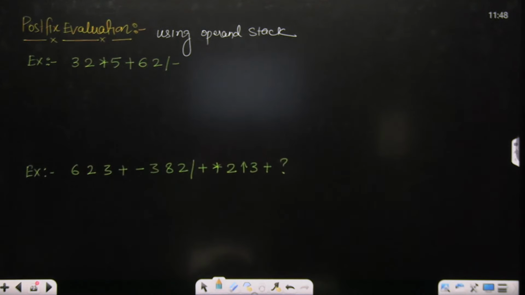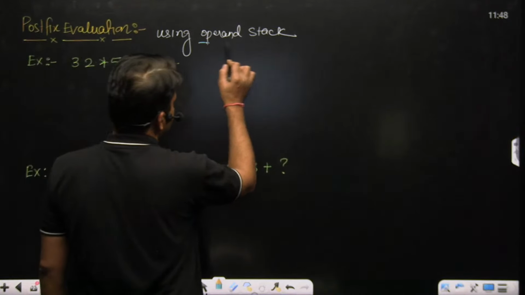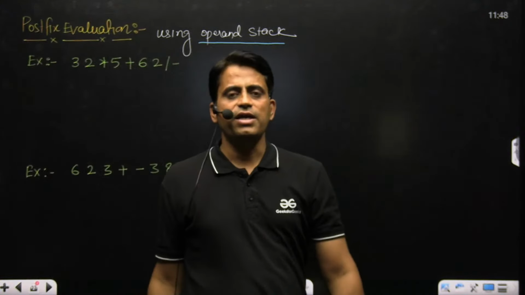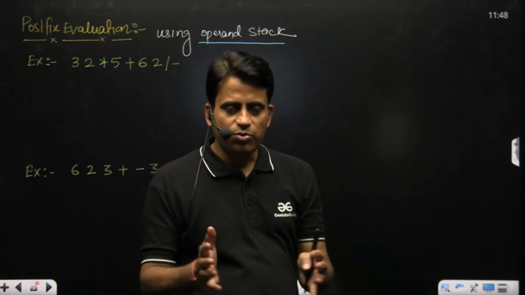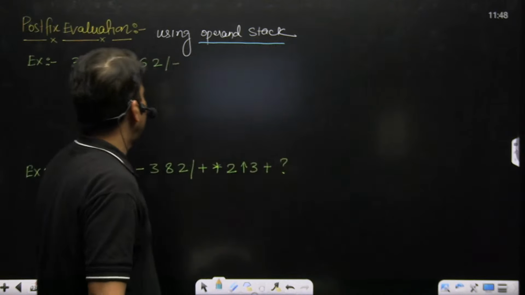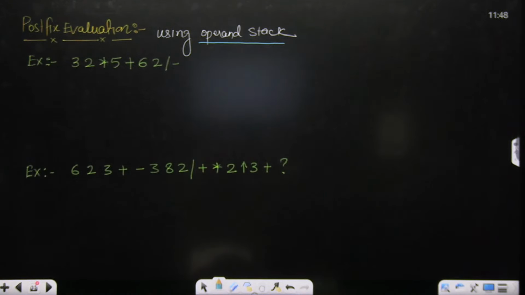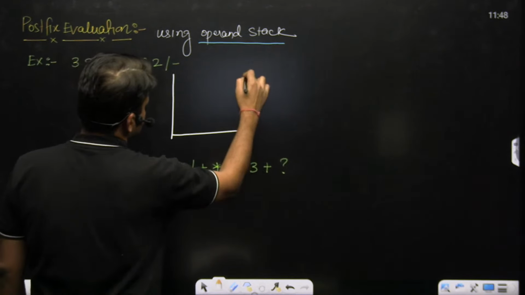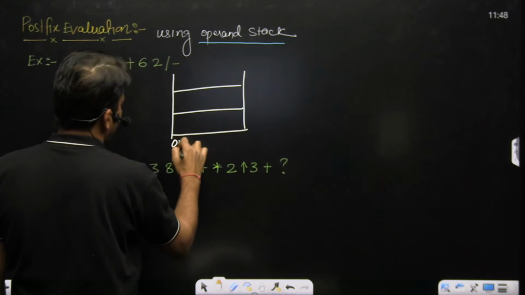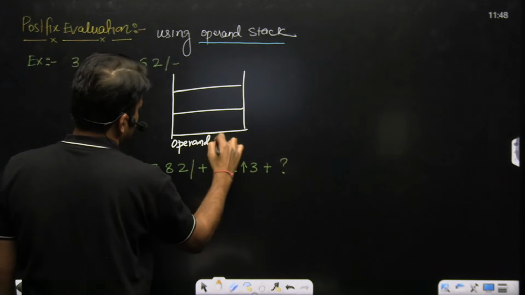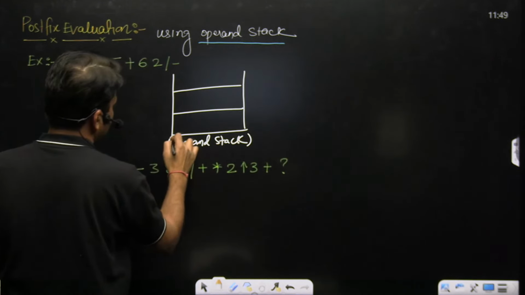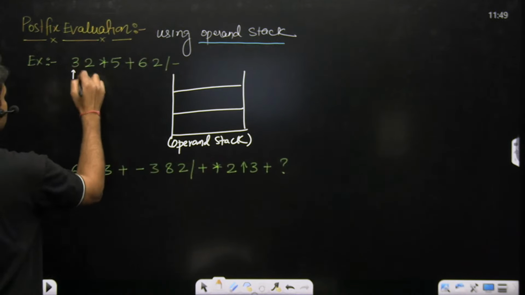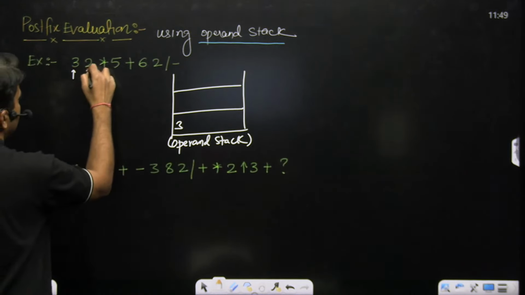Now, postfix evaluation using operand stack. How can we evaluate a postfix expression, student? In this case, we will use operand stack. This is the operand stack. Now, operands are pushed into the stack, right? When an operator is encountered, pop 2 symbols from the stack, evaluate, and push the result onto the stack, right? Okay. This is the operand stack, student. Now, first this 3 is pushed into stack. After this 2, push 2 into stack.